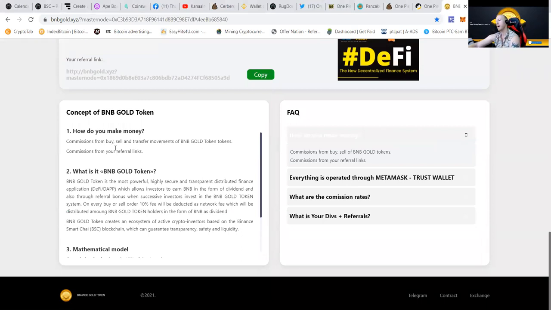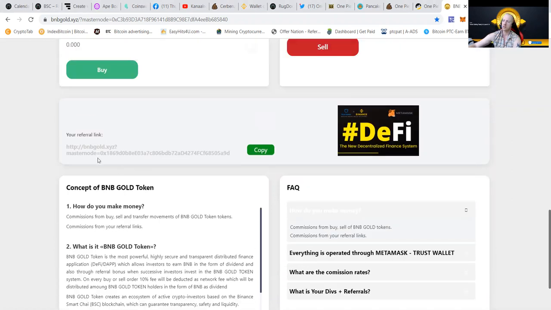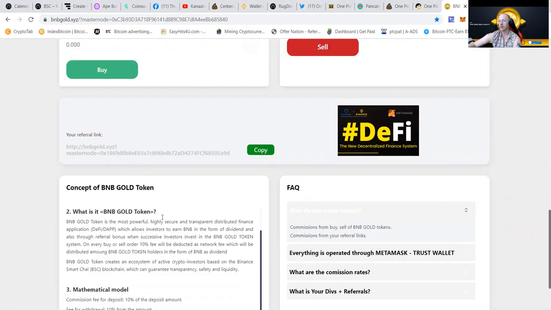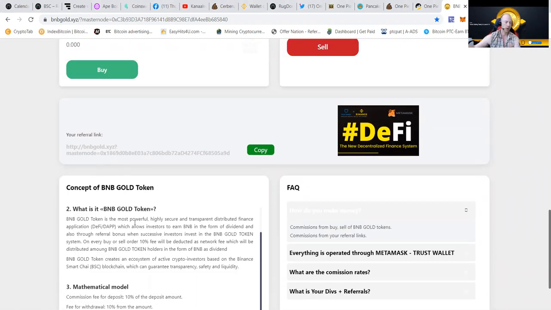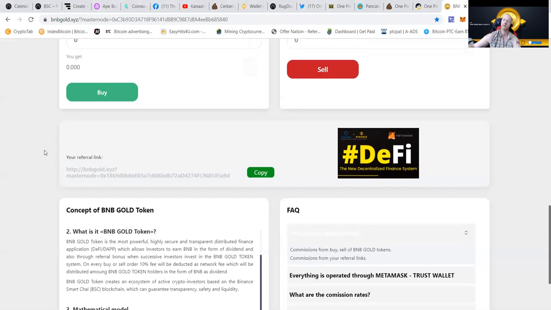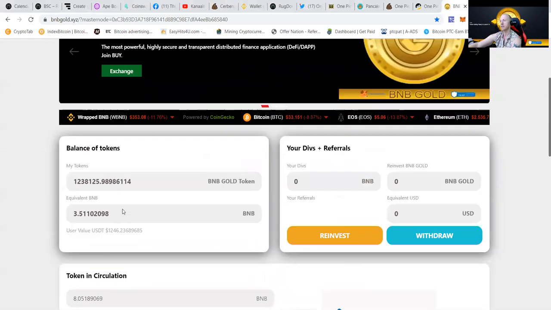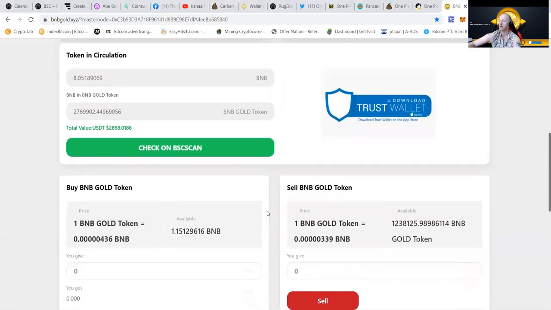You get commissions from buying, selling, and transfer movements of BNB Gold tokens, and also commission from your referral link. What is the BNB Gold token? It is a powerful dApp. Like I explained, this is an hourglass smart contract, which rewards the holders for holding. If other people sell, the 10% they pay to sell, and the 10% they pay to buy in, gets divided over the holders. So that means when somebody exits, you get some cash. When somebody enters, you also get some cash.